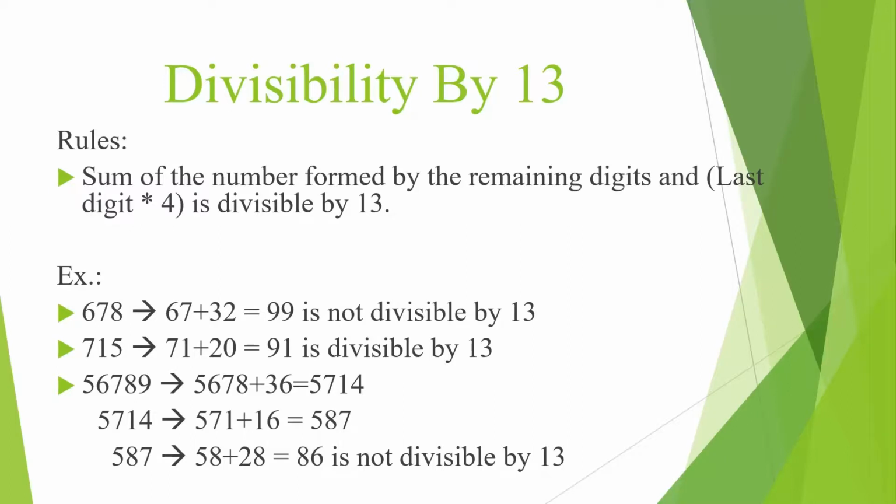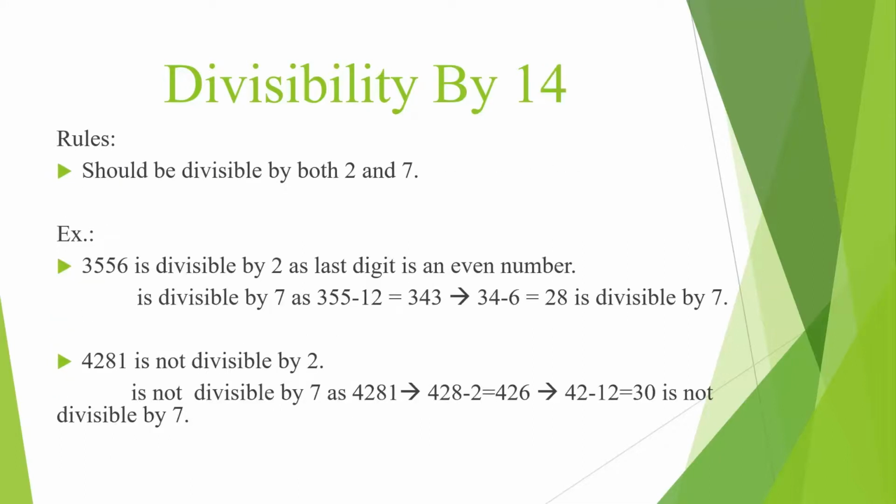5714, we can ignore the last digit and write it as 571 plus 4 into 4. That is nothing but 16, which is equal to 587. This is also quite big. Let us reduce it further again. 587. We have to ignore the last digit. We'll get 58 plus 7 into 4, which is 28. 58 plus 28 is nothing but 86, which is not divisible by 13. So we conclude 56,789 is also not divisible by 13.